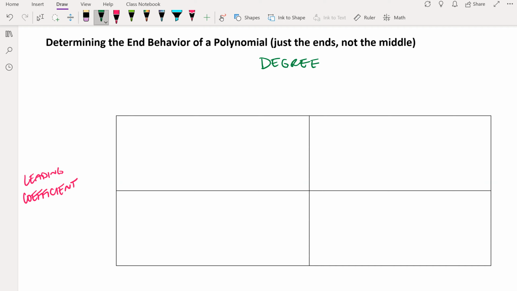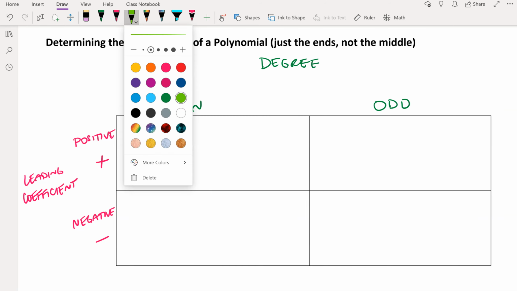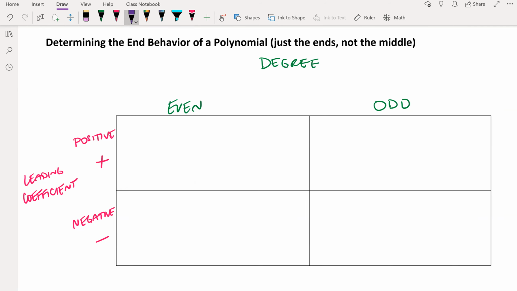Okay, and then when we're talking about the degree, there's two things we care about. Is the degree even or is the degree odd? So we're going to label the top even or odd. When we're talking about the leading coefficient, we care, is it positive? So I'm going to put a plus sign on the left side, or is it negative? Minus. Positive or negative. Okay, and I'm going to draw the ends of what a polynomial looks like, just the ends. So in the middle, I'm going to put like a dot, dot, dot.